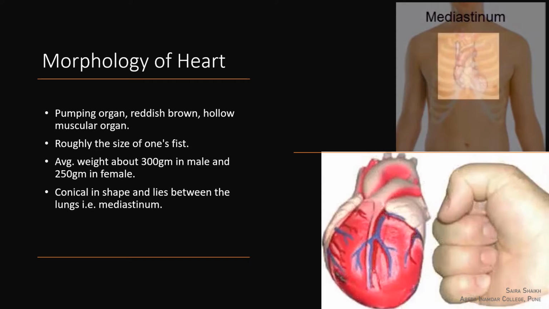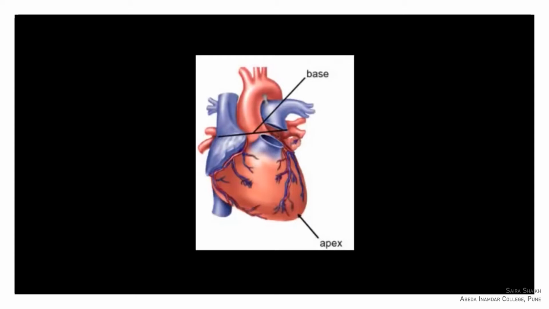The heart pumps the blood throughout the body and supplies oxygen and nutrients to each and every organ, and collects the carbon dioxide and other waste from the tissue. The heart is conical in shape. Its base is broader while its apex is narrower. The apex is tilted a little towards the left side.